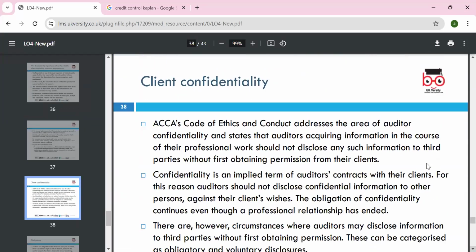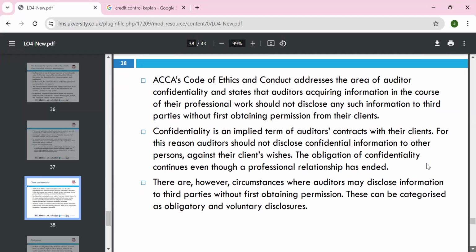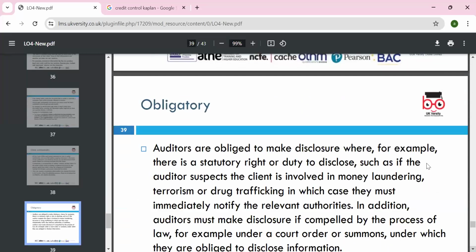Sorry, I'm just moving around the slide. The ACCA ethics and code of conduct address the area of auditor confidentiality. It states that information acquired in the course of professional work should not be disclosed to third parties without first obtaining permission from the client. Confidentiality is an implied term as well as a written and express term, set by law and in the contract. So we must not declare information to a third party; it is obligatory.